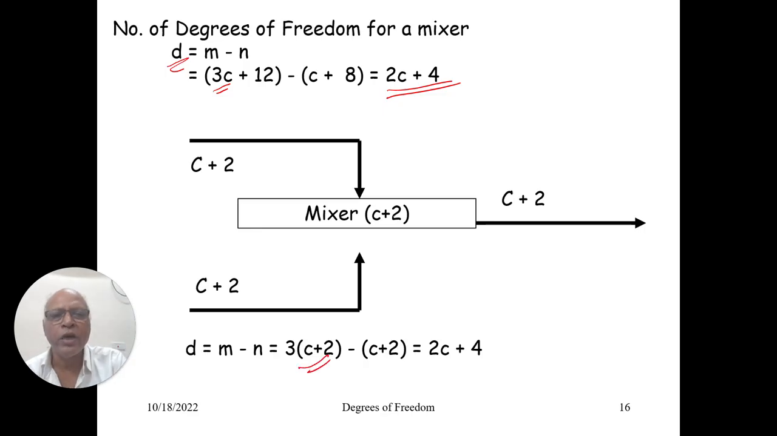And the number of equations that I will be able to write for any equipment is equal to the number of degrees of freedom associated with all its output streams. Let me repeat this. The number of independent equations you will be able to propose will be equal to the number of degrees of freedom associated with all its output streams. Remember, here there is only one output stream. The number of degrees of freedom for this is C plus 2. So I'll be able to write C plus 2 equations. So M is 3 into C plus 2, N is C plus 2. So we'll be able to get to the same result.